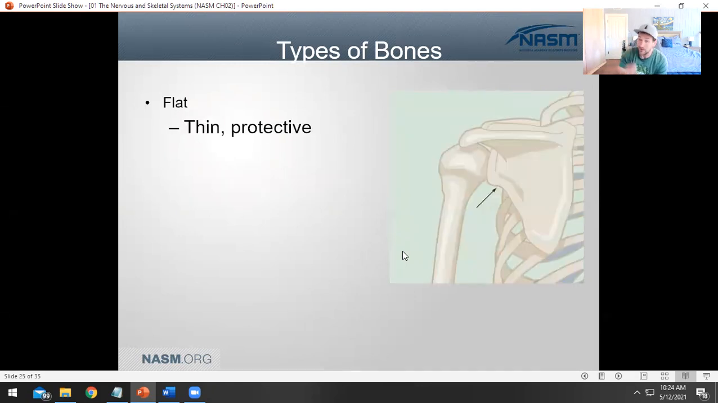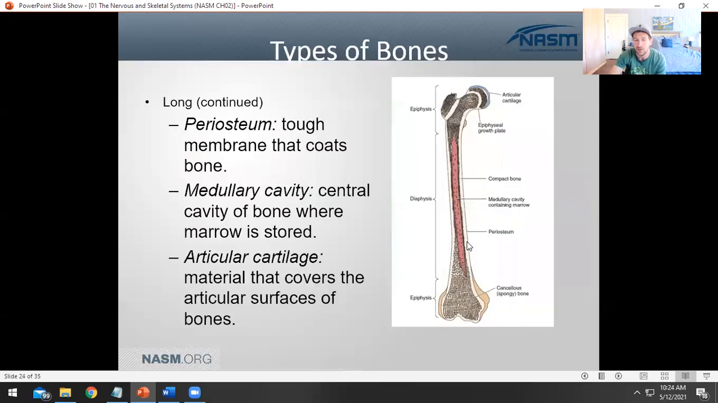Then you've also got flat bones. Flat bones tend to be flat in nature. They tend to be very protective. Your skull is a good example of a flat bone, your scapula here.